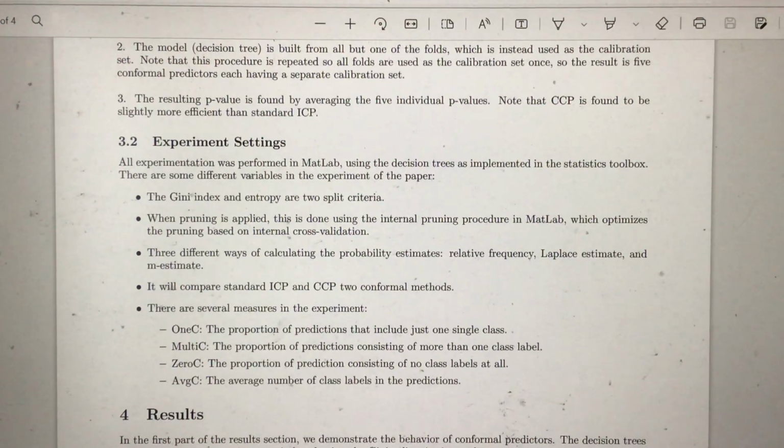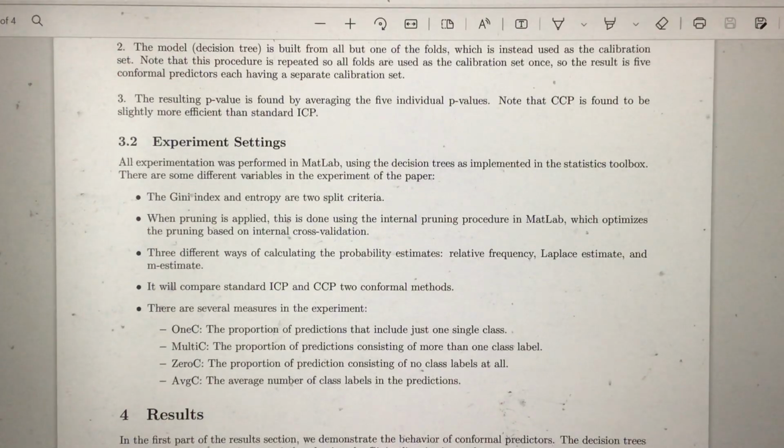So they compare two things: one with the pruning parameter, and the other without the pruning parameter. The pruning parameter means the optimization of the pruning based on internal cross validation. Also, there are 3 different ways of calculating the probability estimates, as I mentioned before: relative frequency, Laplace estimate, and M estimate. And lastly, they compared the ICP and CCP conformal methods.